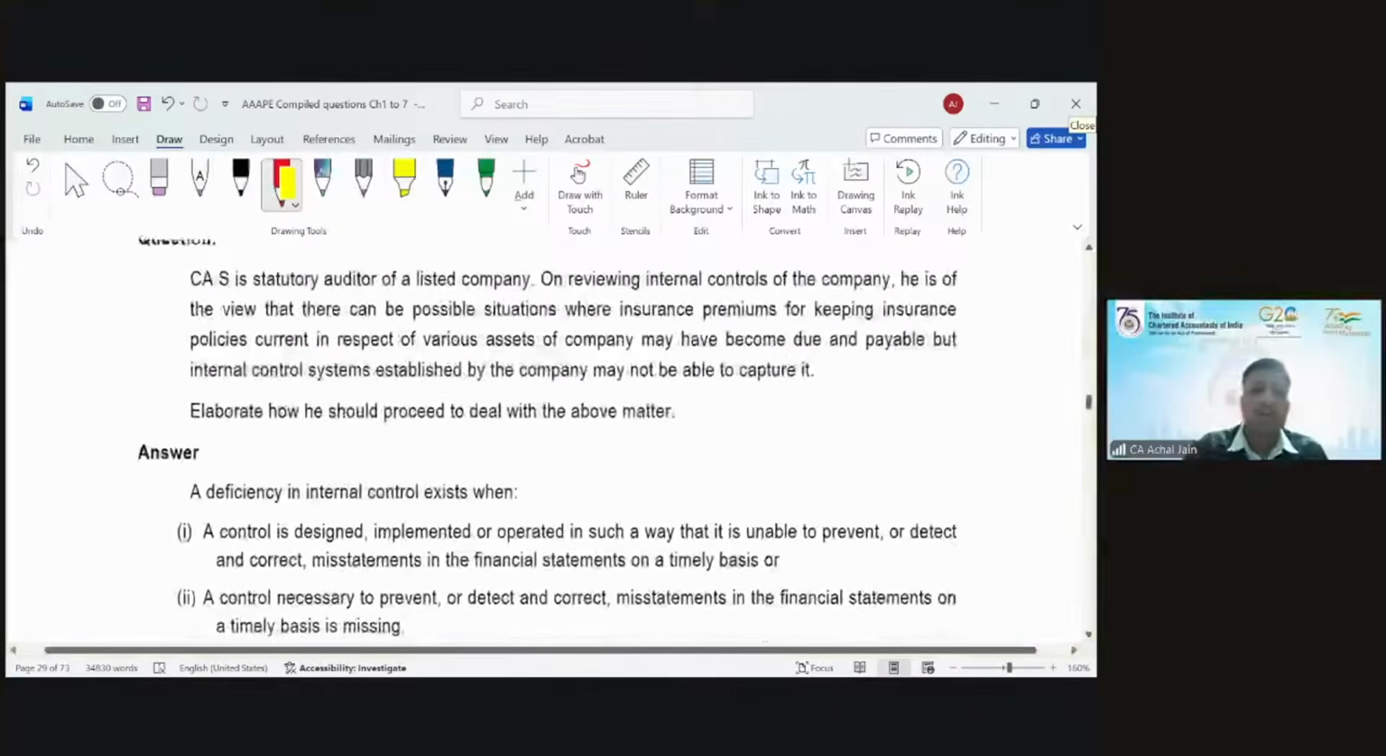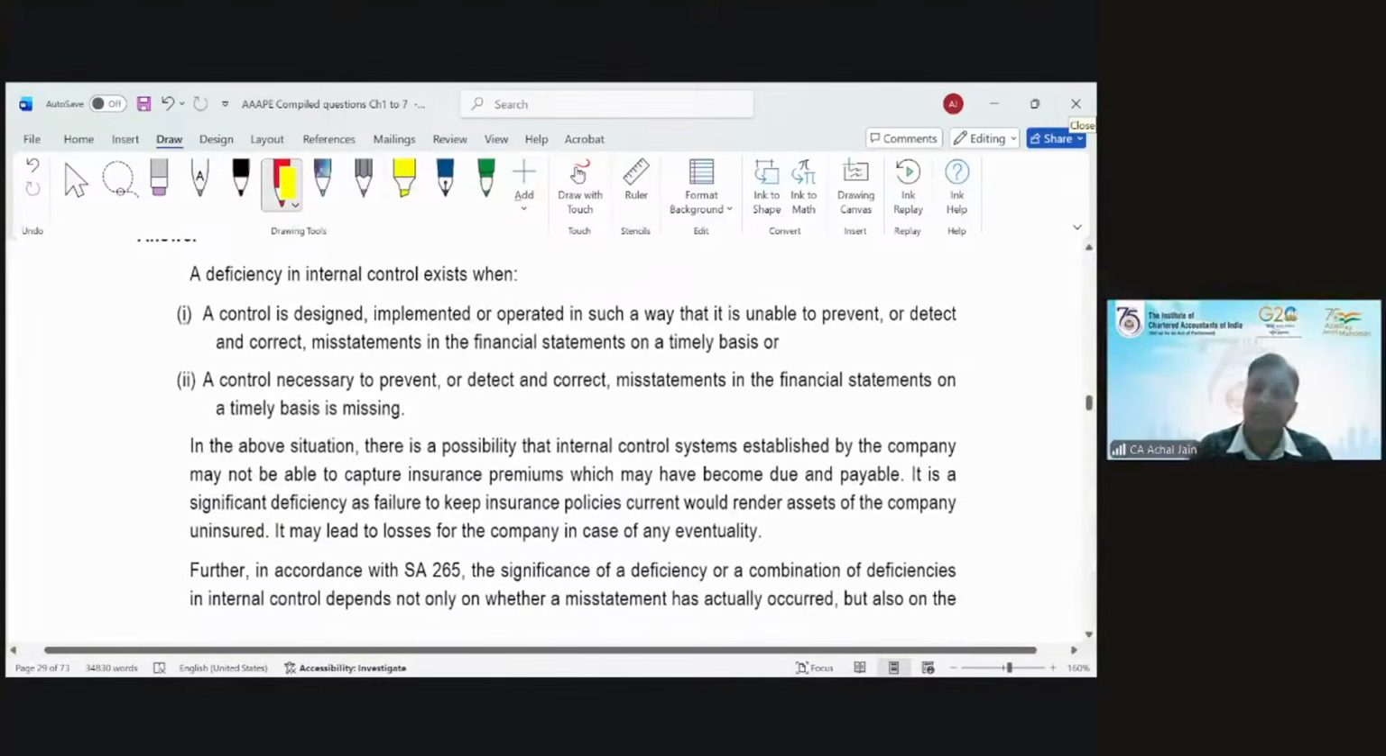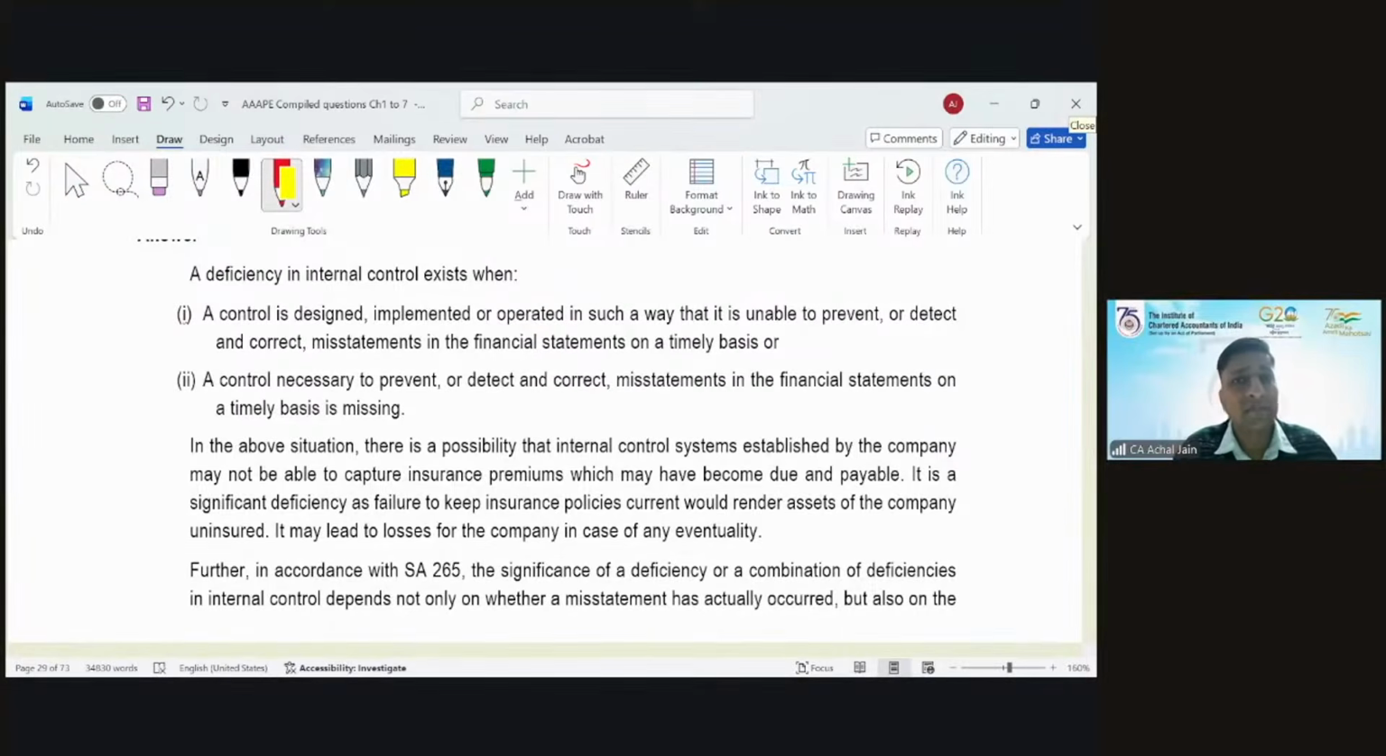All right. So let's look at this. So what is really the basis you'll follow? A deficiency in the internal control exists when a control is designed, implemented, or operated in such a way that it is unable to prevent or detect and correct the material misstatements. Okay. Or a control necessary to prevent, detect, and correct misstatements on a timely basis is missing.